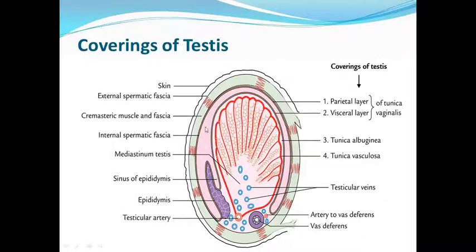The posterior border of the tunica albuginea is thickened to form an incomplete septum, which is called the mediastinum testis. So this is the mediastinum testis. And the innermost layer is the tunica vasculosa. The tunica vasculosa is the innermost vascular coating which lines the lobules of the testis.